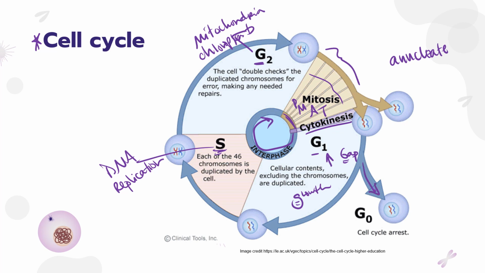Sometimes, especially our very differentiated or specialized cells, will exit the cell cycle, and instead of continuing through G1, S, G2, and back to mitosis, they will instead enter mitotic arrest, which just means we're going to stop mitosis, and they will not divide. Instead, they just do their thing and then die.